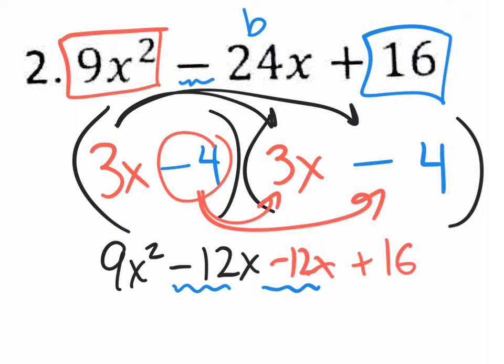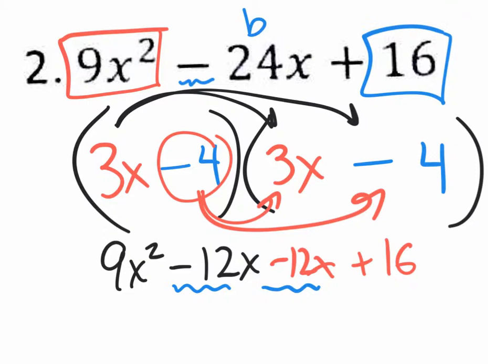Now, if these would have been different signs, then this one would have ended up positive, this one negative. They'd eliminate, and you wouldn't have 3 terms. You'd only have 2 terms. Negative 12 combined with the negative 12 will give you a negative 24, which is what you have in the middle.